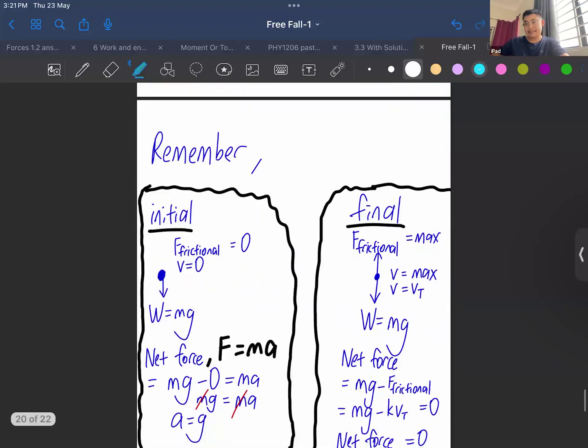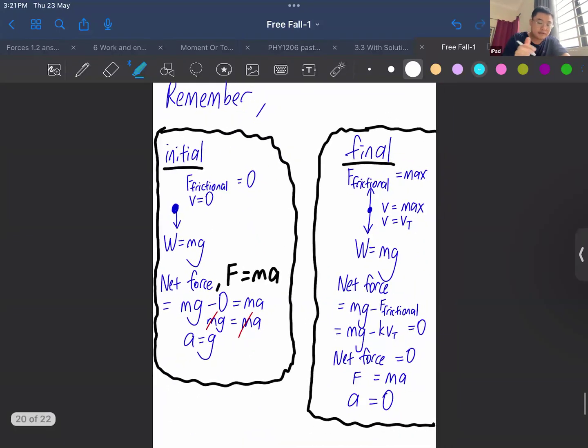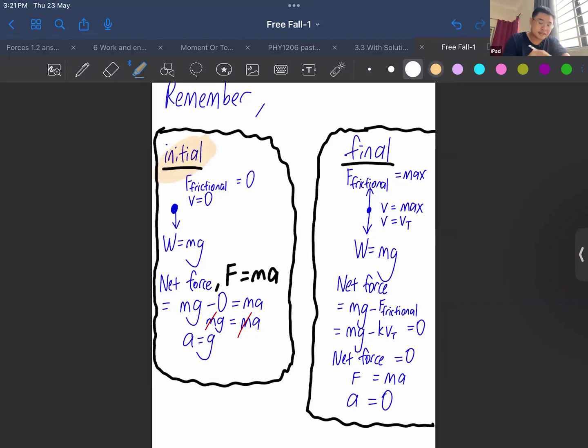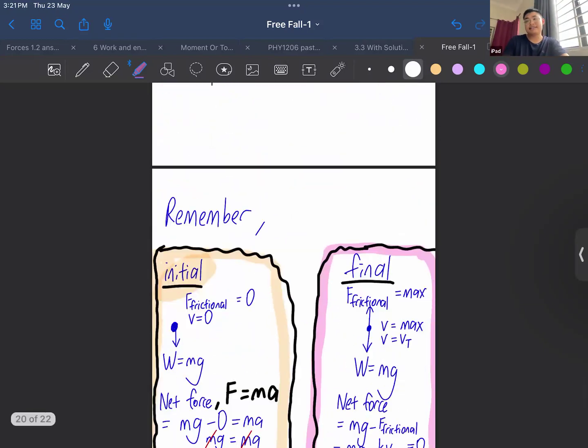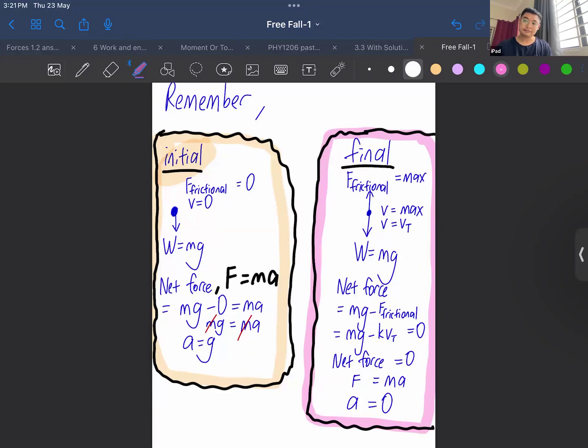Now, I give you 10 seconds. Help me to read through this. For your information, the initial is the orange color now. The orange color for the initial stage. The pink color is for the final stage. If you still remember, we use pink, right? Now, I give you 10 seconds. Have a look at this. You read through the orange one, then I will start to explain.